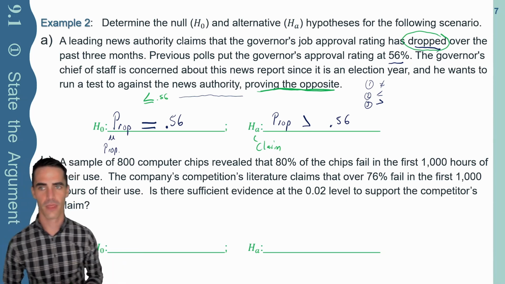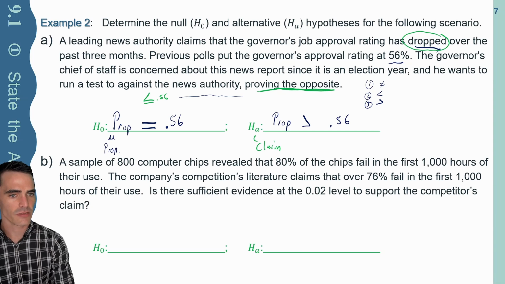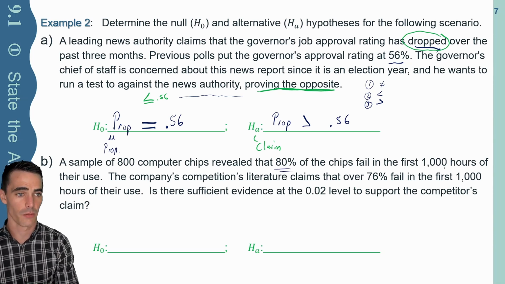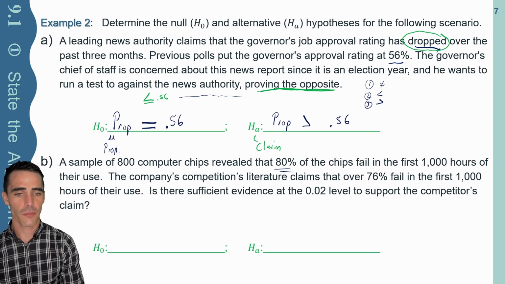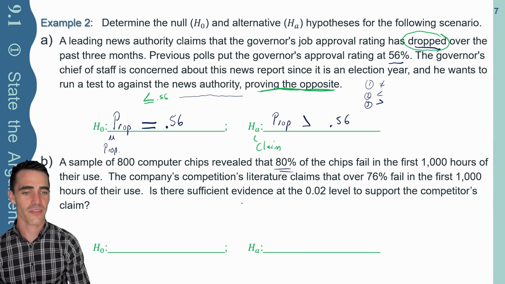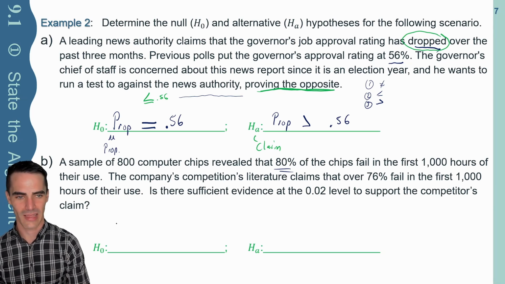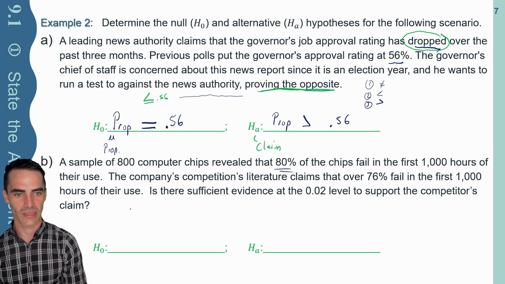Next one. Assume a sample of 800 computer chips reveals that 80% of the chips fail in the first 1,000 hours of their use. Oof, it's a lot of failure. The company's competition's literature claims that over 76% fail in the first 1,000 hours of their use. Is there enough evidence at a 0.02 level to support the competitor's claim? There's a lot going on here, but I think we can break it down.